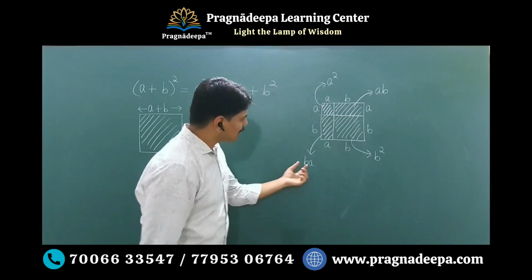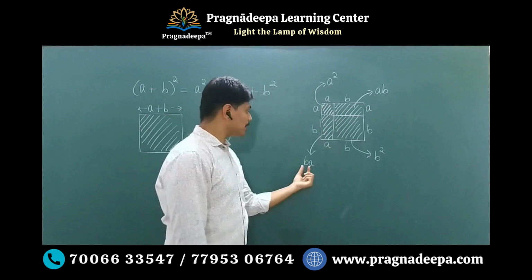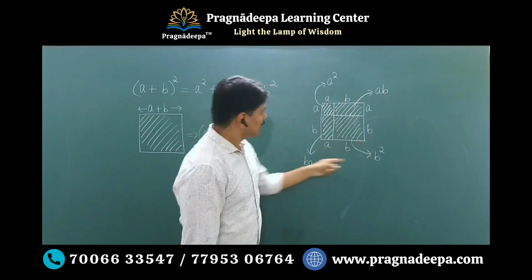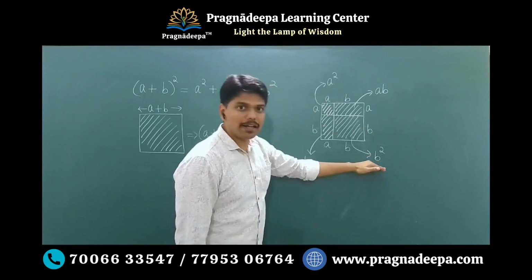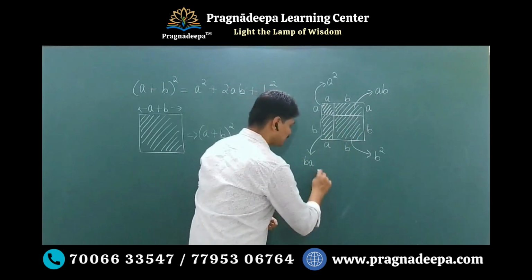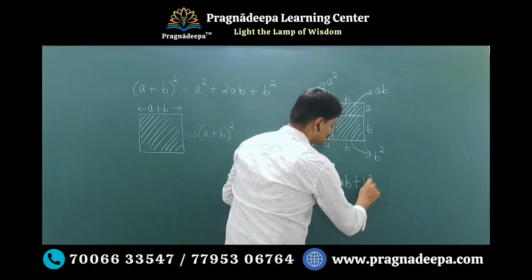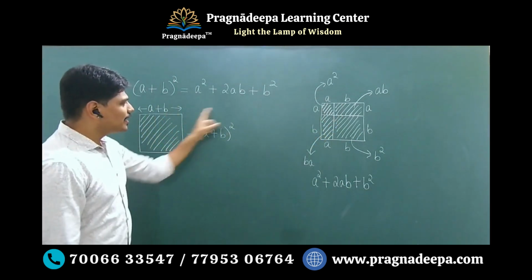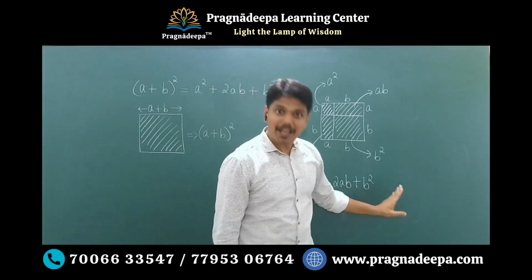So you can notice that I have two rectangles of the same area, that means irrespective of the order of multiplication, the total area I can write as a² + b² + ab + ab, which is a² + 2ab + b². And hence, geometrically, I can say that (a + b) whole square is nothing but a² + 2ab + b².